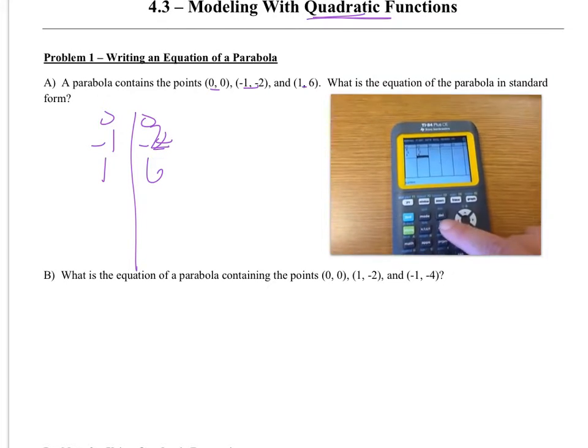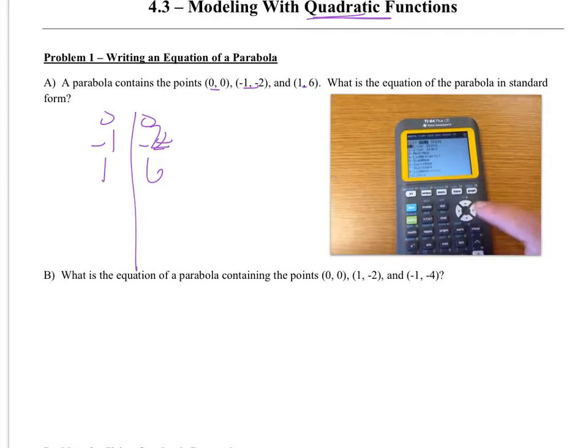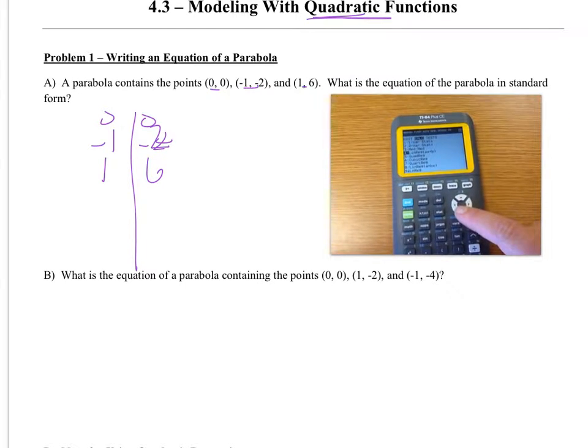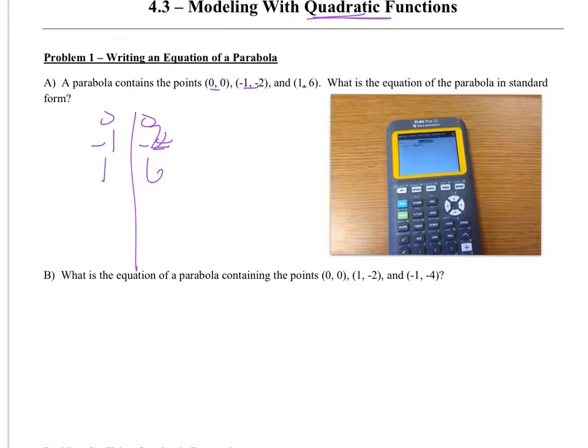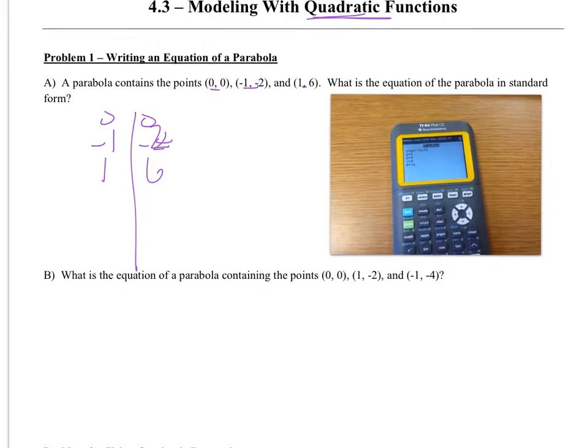Now, same thing that we've done with linear regression. Calculate, but now we're going to go to quadratic regression, and keep on pushing Enter. And this is what you should come up with for your equation.